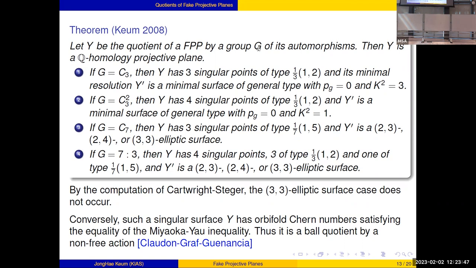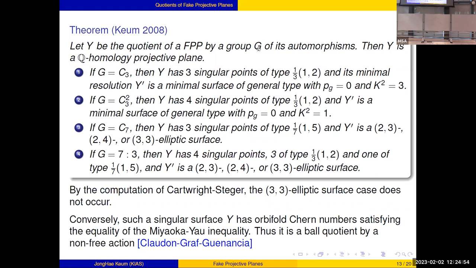If G equals C7, then Y has three singular points of type 1/7(1,5). And the minimal resolution is a 2-3 analytic surface, or 2-4, or 3-3 analytic surface. And if G is of order 21, it is similar, but here Y has four singular points, three of type 1/3(1,2), and one of type 1/7(1,5). Again, the minimal resolution is a minimal surface, a 2-3, 2-4, or 3-3 surface. Here, 2-3 is simply connected, 2-4 has fundamental group of order 2, and 3-3 has fundamental group of order 3. You can read off the fundamental group, a cyclic group in this case.